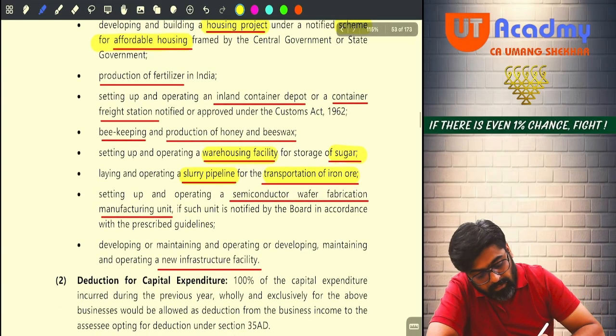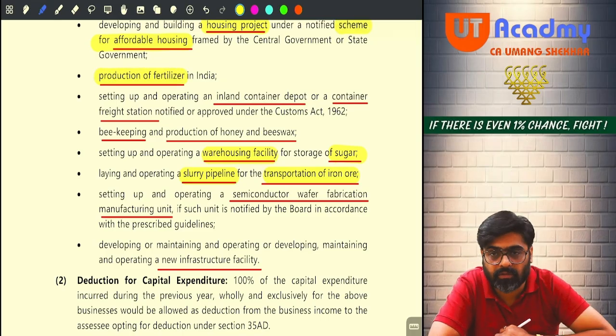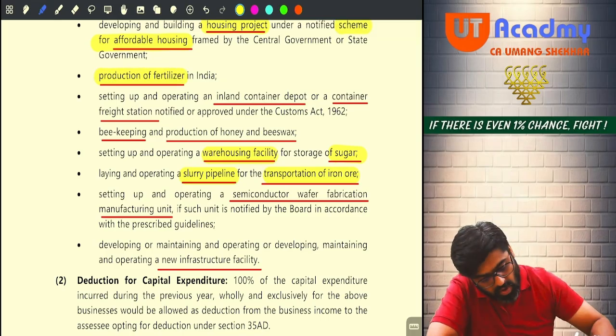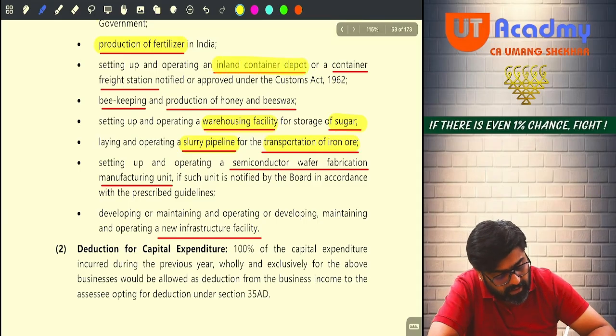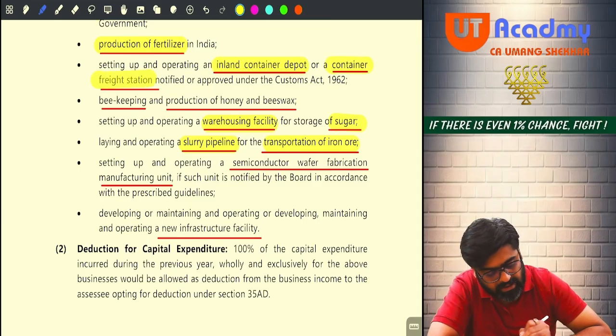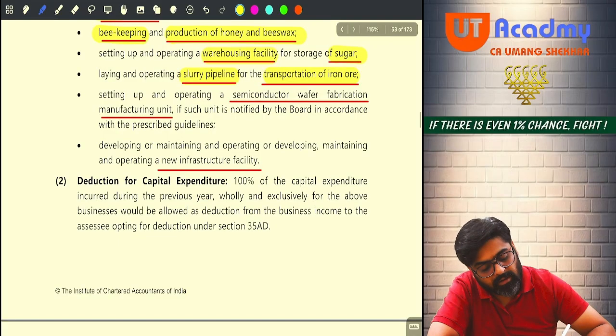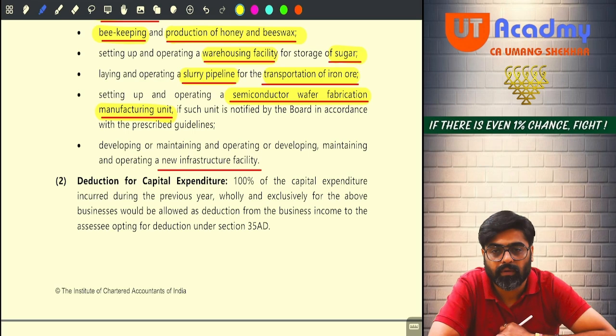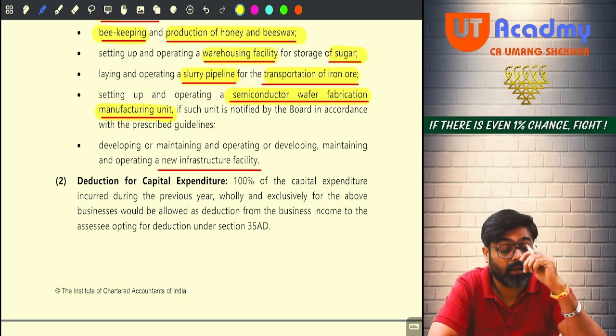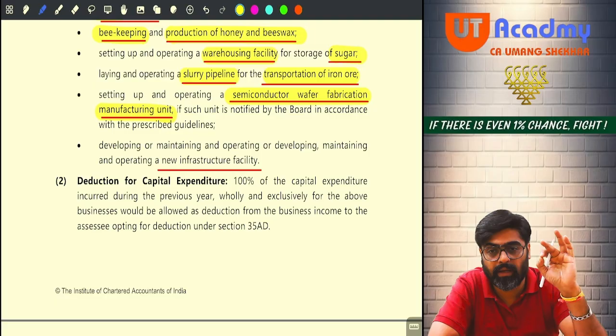Or you are in the business of manufacturing fertilizers, production of fertilizers. Or you are running an inland container depot or container freight station. Or you are in the business of beekeeping and production of honey and beeswax. Or you are having a semiconductor wafer fabrication manufacturing unit. Do you know that every single electrical item running on electricity has circuits, ICs.